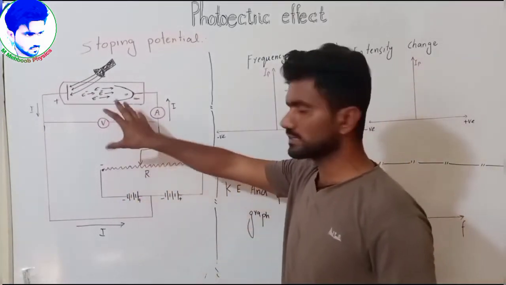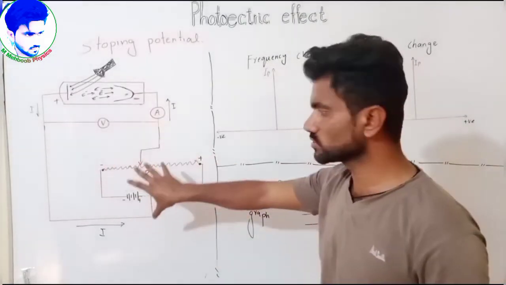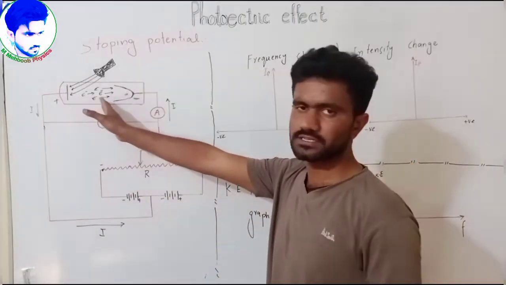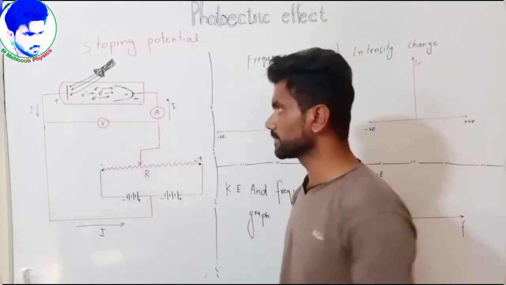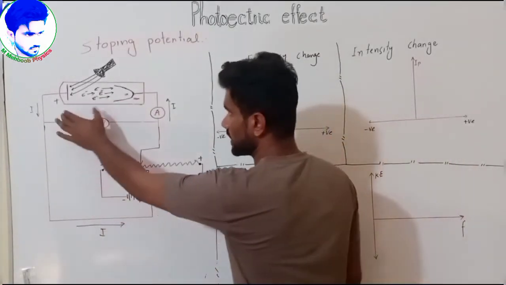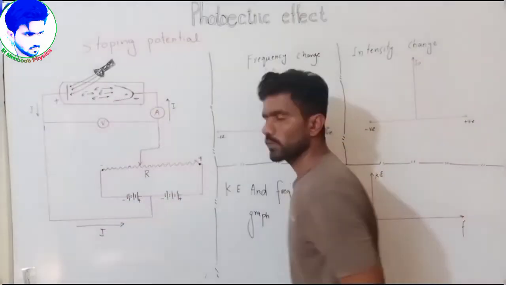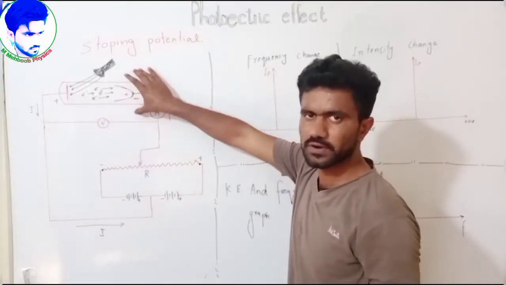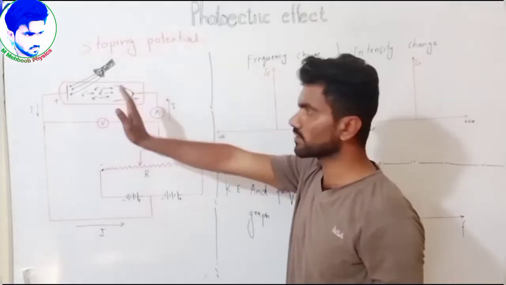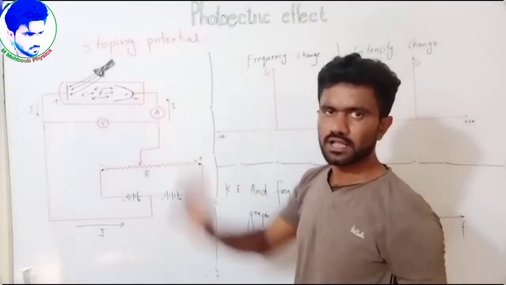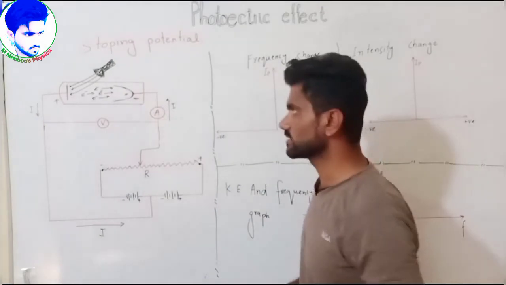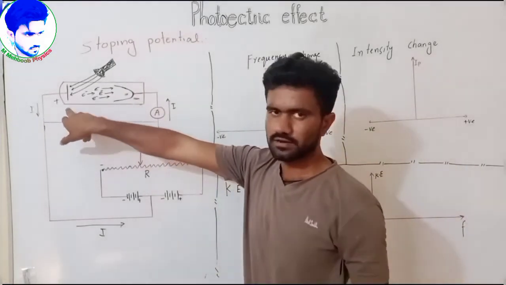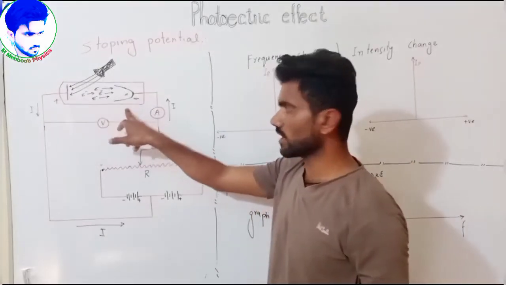So this is the experimental setup used by Philipp Lenard for checking the kinetic energy of the photoelectrons. It consists of an evacuated glass tube. Why are we using an evacuated glass tube here? Because we don't want the photoelectrons to interact with any gas atoms or molecules. In this way, it consists of an anode and also a cathode.